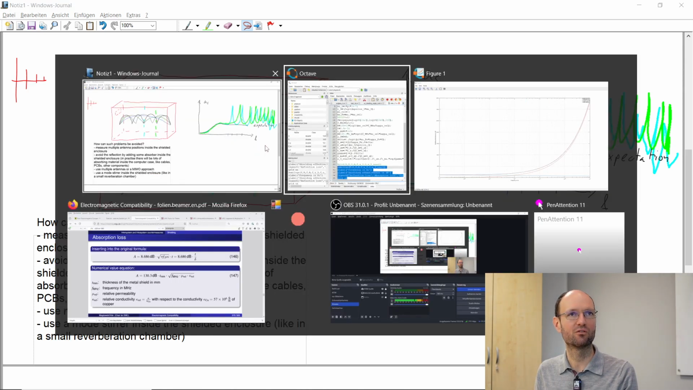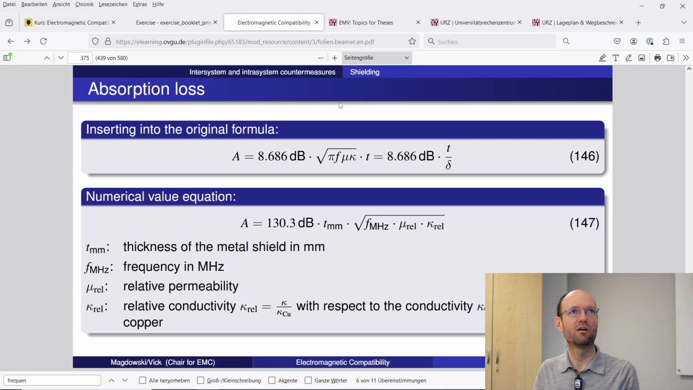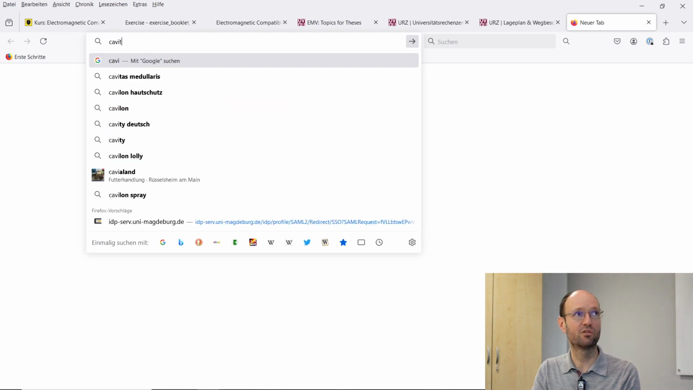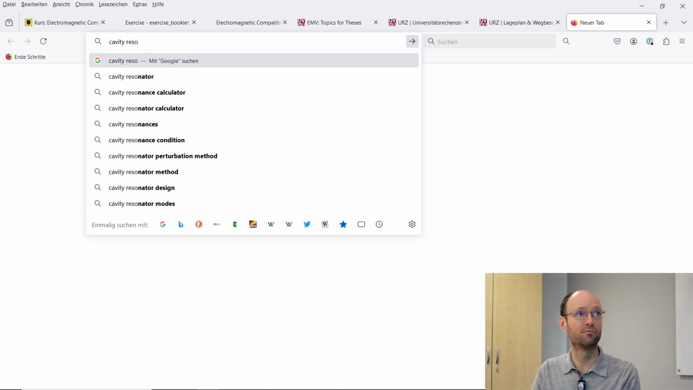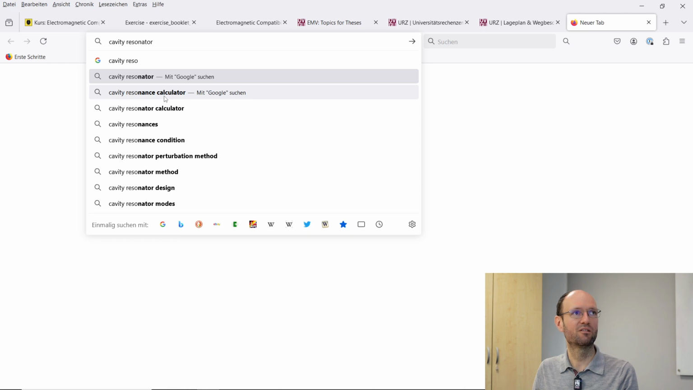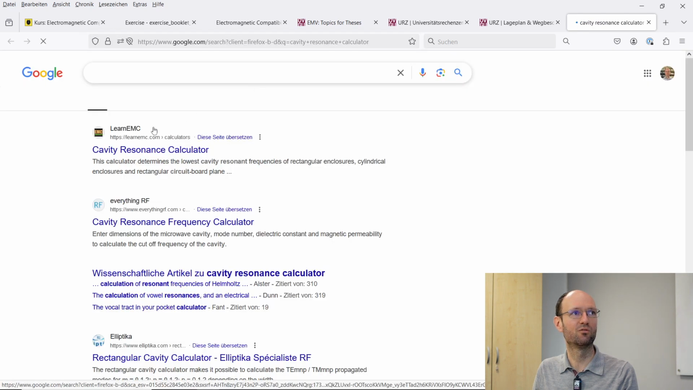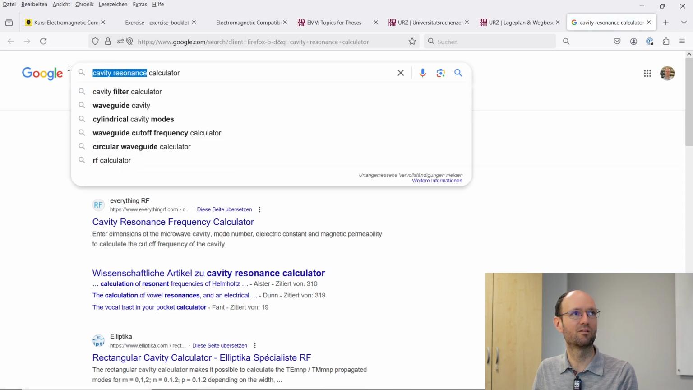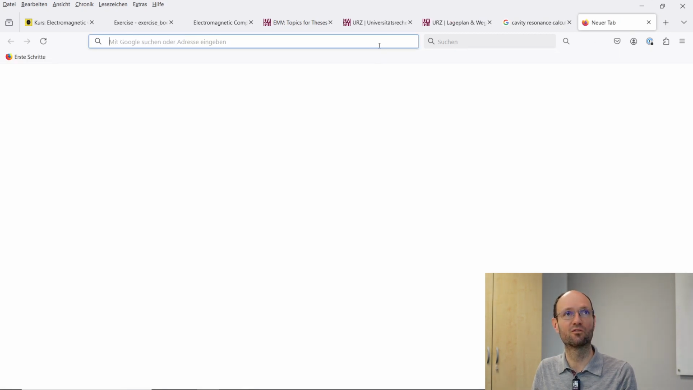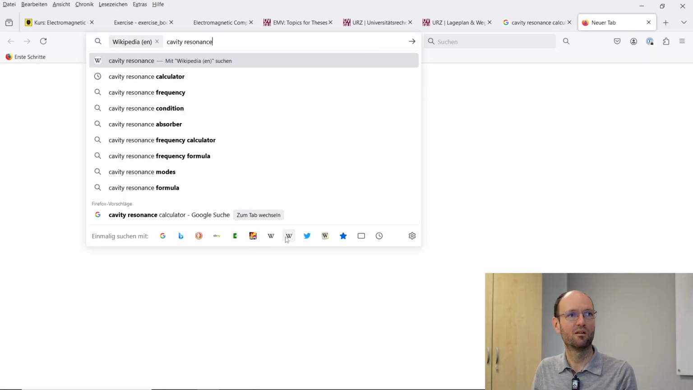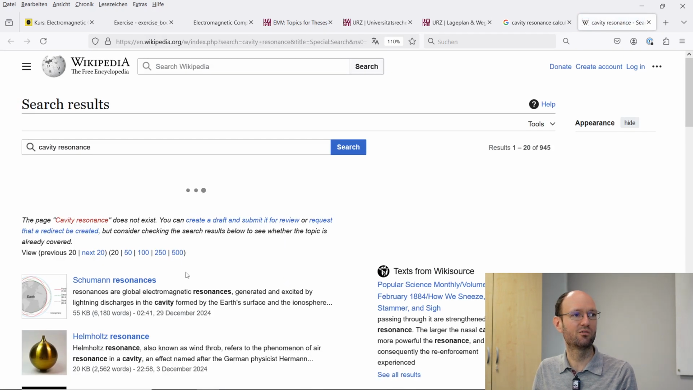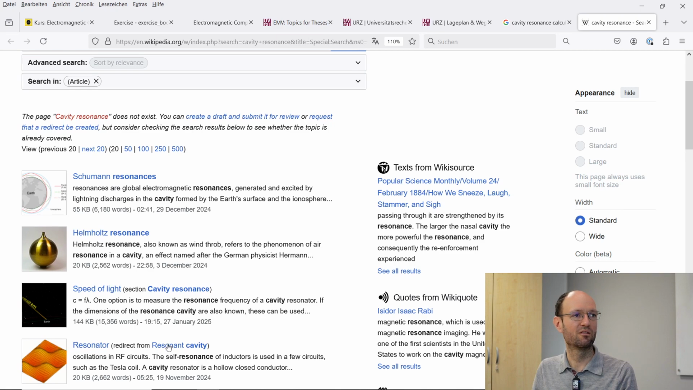And there is some formula to calculate this, and I think we also find it somewhere on the Wikipedia page. If we check for cavity resonator, there's also a cavity resonator calculator that we might use from the Learn EMC website, but this is what we can use later on. At first we will just check Wikipedia for cavity resonator, and there hopefully should be some page, not really, resonant cavity.